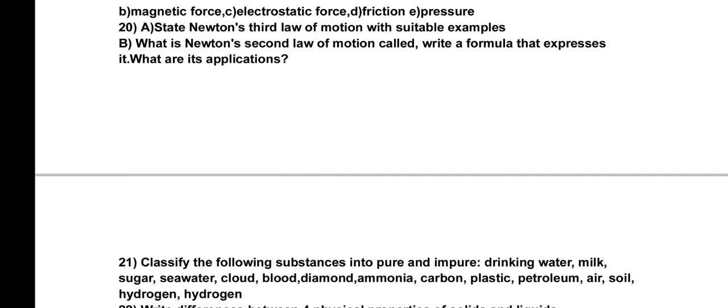Next question is, what is Newton's second law of motion called? And write the formula that expresses it. Newton's second law of motion states that the rate of change of momentum of an object is proportional to the applied unbalanced force in the direction of the force. The formula is F = M into A, where F is force, M is the mass of the object and A is the acceleration. And this law is also called the law of momentum.